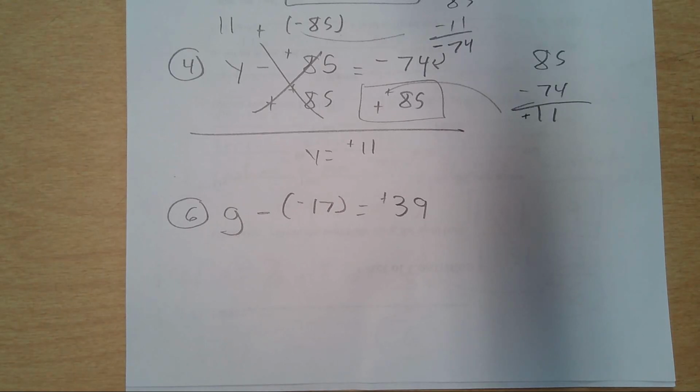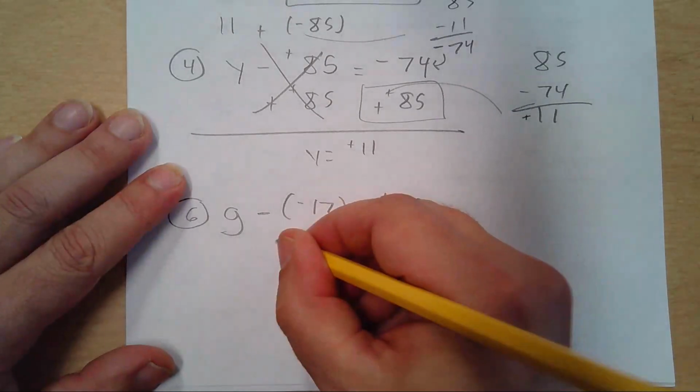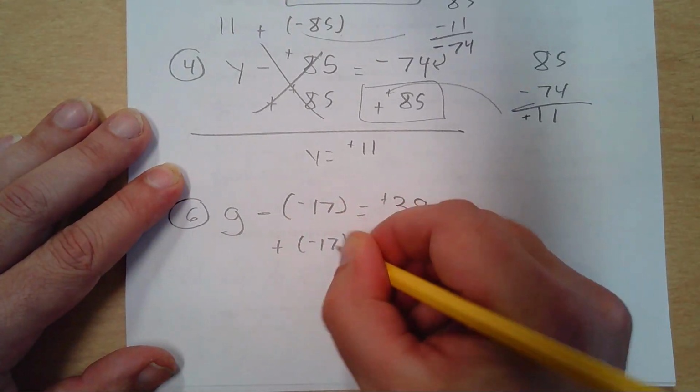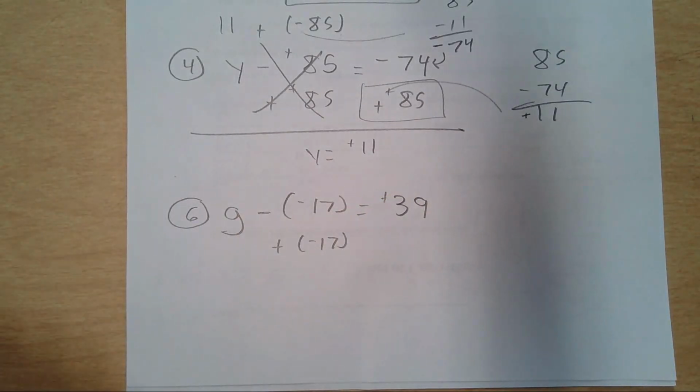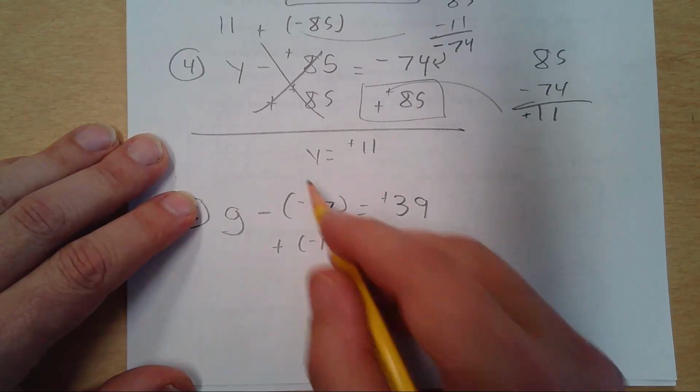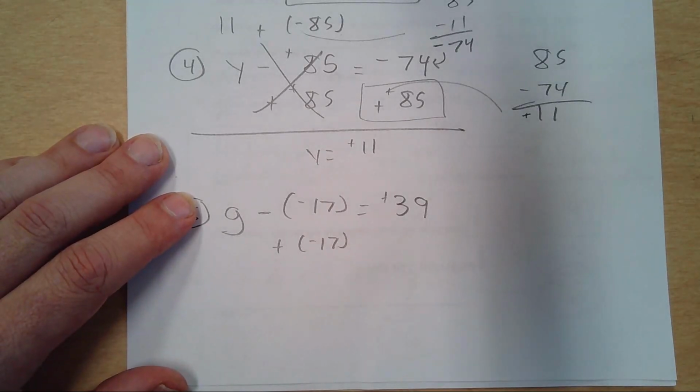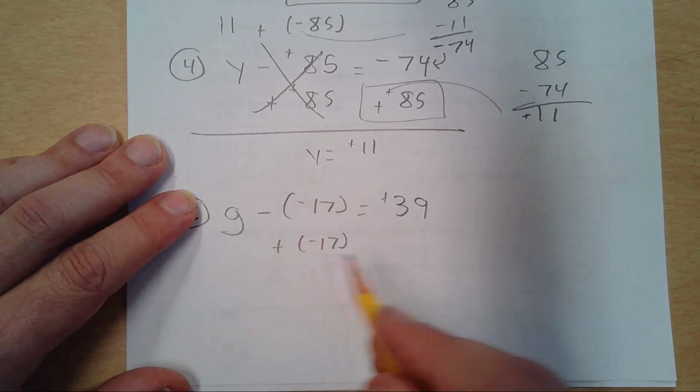I can do this two different ways. It depends how you want to think about it. What is the opposite of subtracting a negative 17? Adding a negative, because subtraction and addition function as opposites. So I can go about it this way. This will cancel these out: subtracting a negative 17, adding a negative 17.